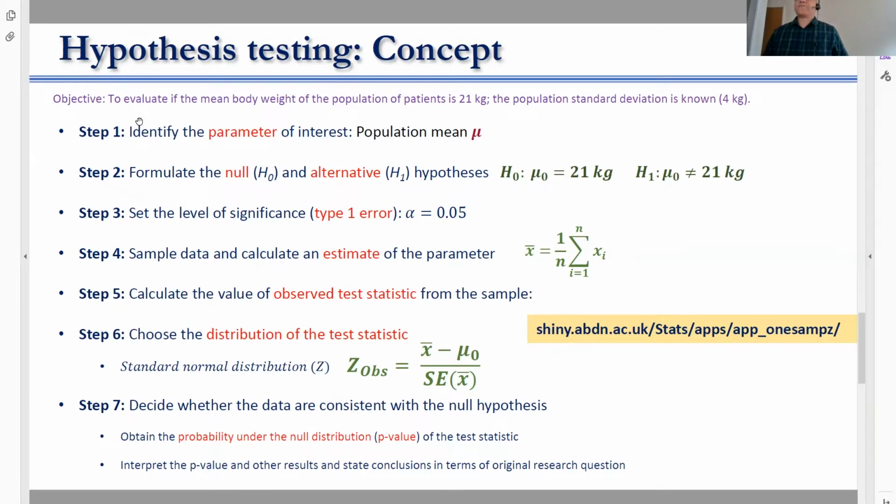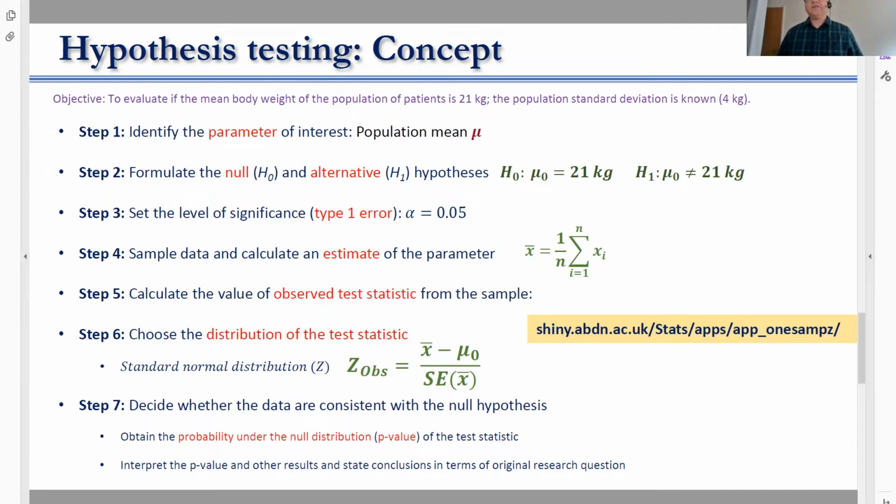The first step in hypothesis testing is to identify the parameter of interest. Of course, here we know it is our population mean mu. Step 2 is to formulate some hypotheses, and that's why it is called hypothesis testing. We have to formulate actually two hypotheses, but once you formulate one, you can formulate the other at the same time. These are called the null and alternative hypotheses. For the null hypothesis, we sort of assume what the population parameter value could be.